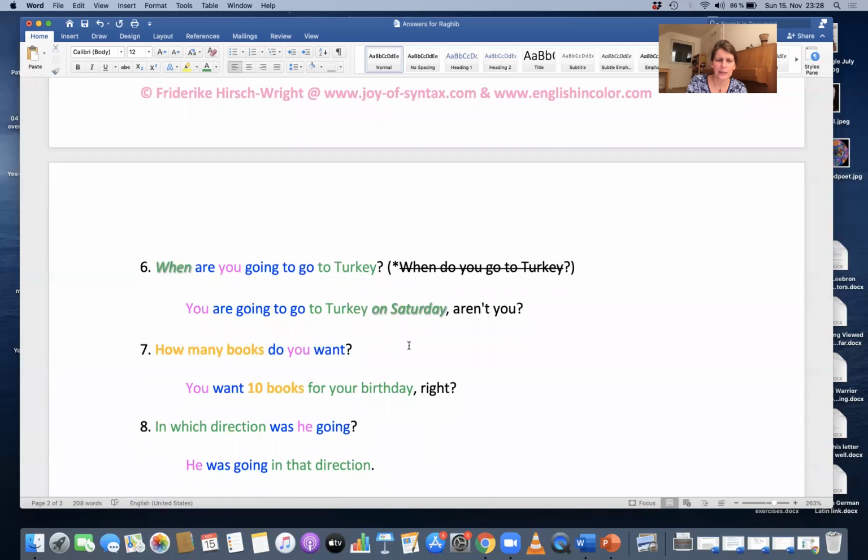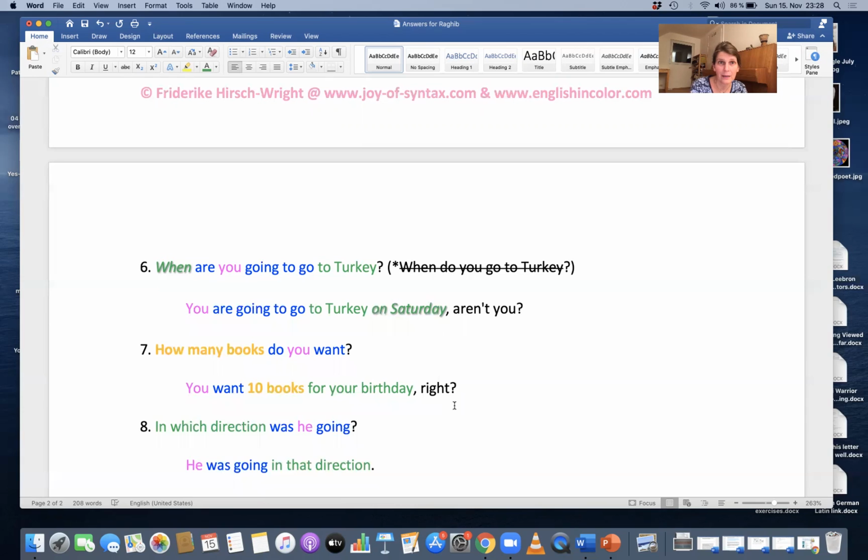How many books do you want? Now, you want 10 books for your birthday, right? would be a statement with a confirmation question tag at the end. So he wants 10 books for his birthday. I want 10 books for my birthday. You want 10 books for your birthday, right? That's the statement form. And then when we have the question, we are actually asking about the object.